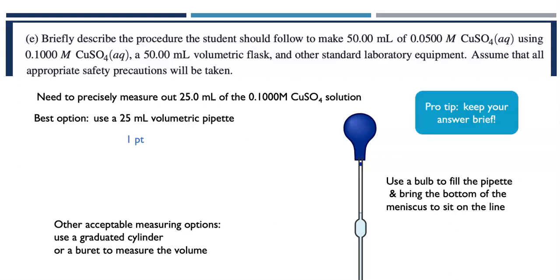that's one point. The other thing I want to mention here is that you do want to keep your answer really brief. I'm not writing this in a test situation. I would not have written nearly as much if I were actually taking this exam in a timed setting. But that precise measurement of 25.0 milliliters, or even more precisely using a volumetric pipette, that's really all you need to say here.